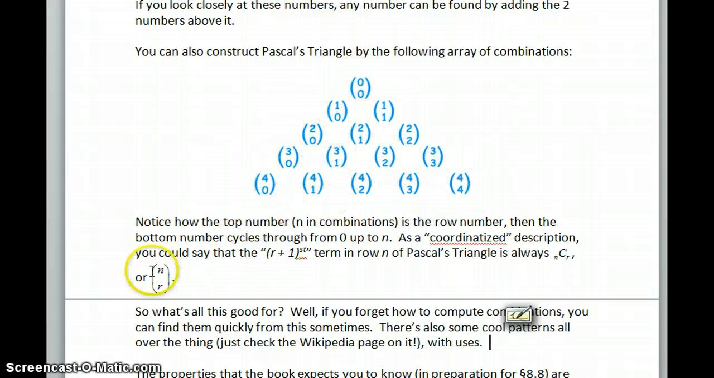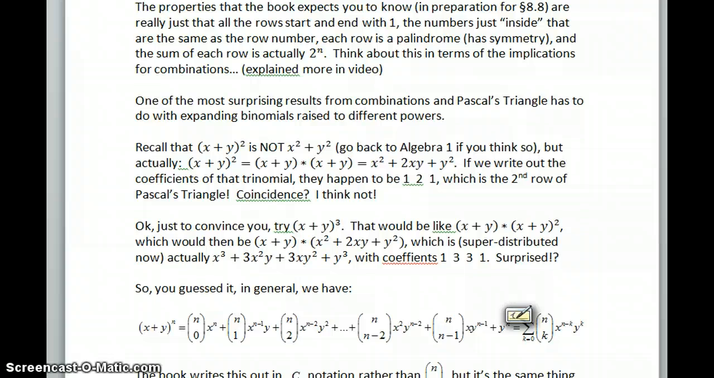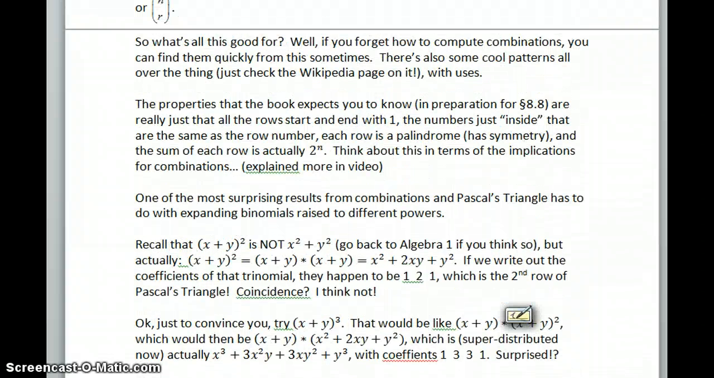Actually, instead of this little definition here, I would just study this. It always starts at 0. It always ends at n, and you have to cycle up through there. If I wanted to know the 5th thing in the 18th row, I know the top thing is 18, and I start at 0 and count up, and it would be 18C4. So there's that. Okay, and then we're on to what this is good for.